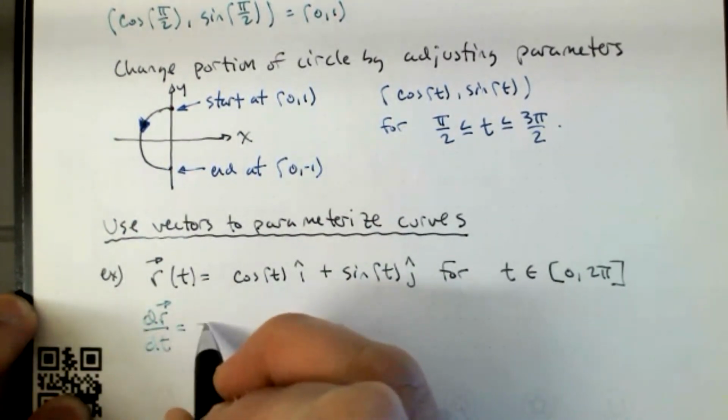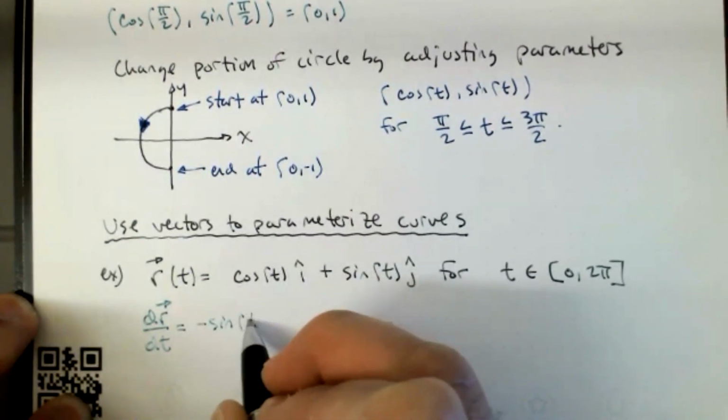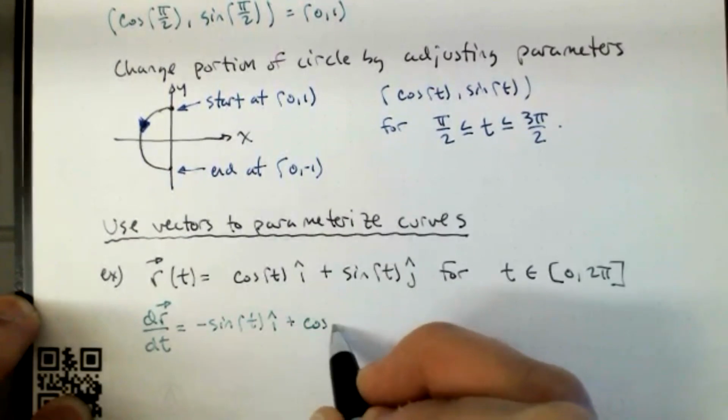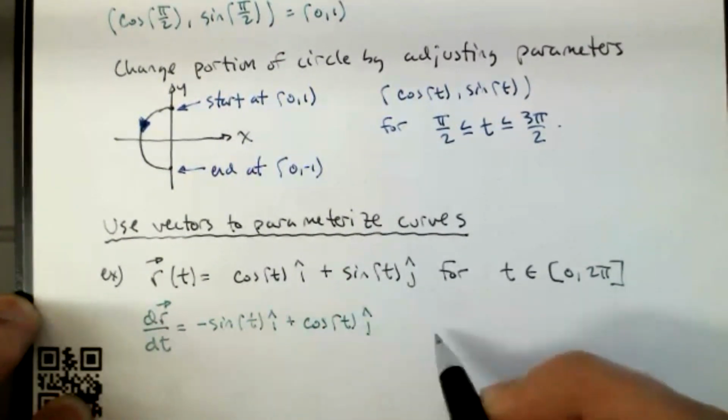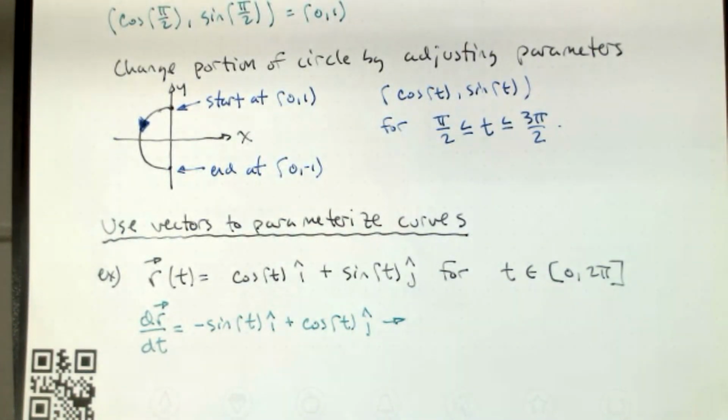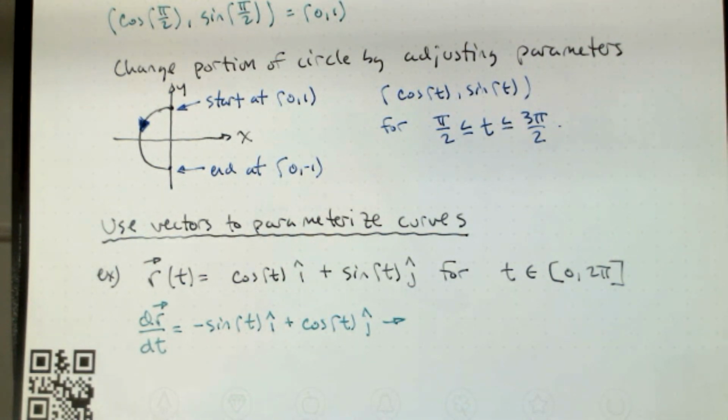So the derivative of cosine is negative sine, and the derivative of sine is cosine. And then we're going to make a move similar to what we did when we were doing the substitution method back when we were integrating. I'm going to solve this expression for dr, and that's what's going to show up in my line integral.